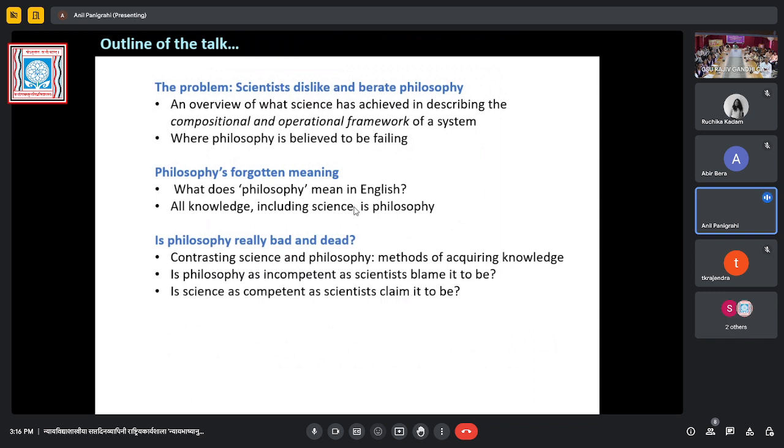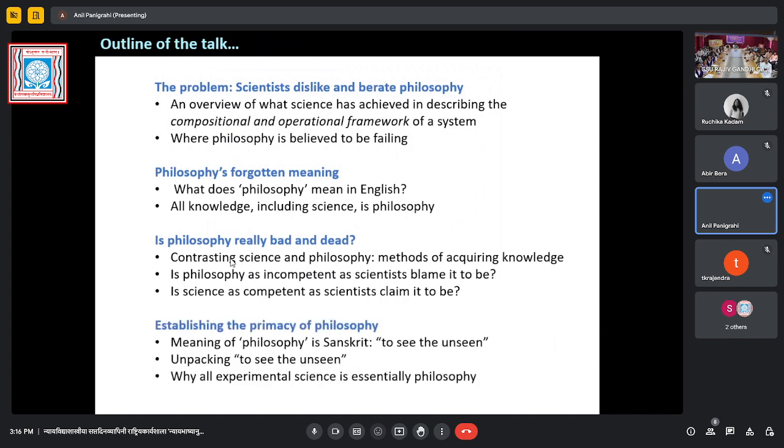So we will reflect upon what the distinctions are between science and philosophy, and we will discuss whether philosophy is as incompetent as scientists blame it to be, and whether science is as competent as scientists claim it to be.